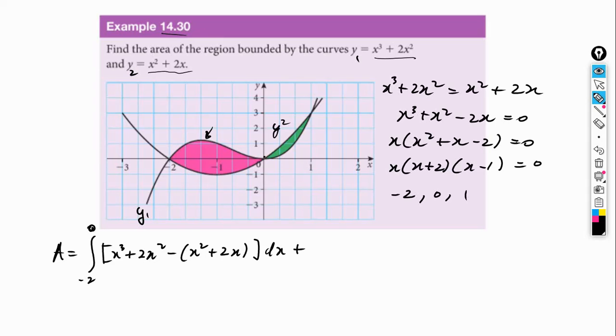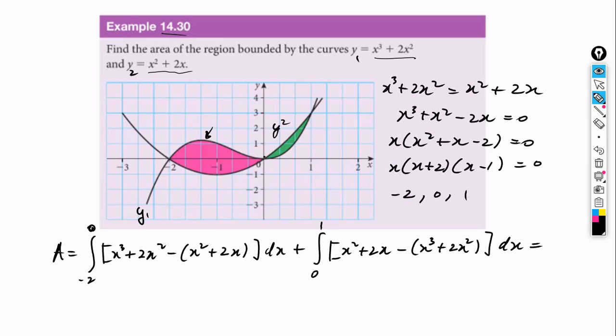But we said that from 0 to 1, which is the other interval, the situation switches around. So we have the quadratic over the cubic curve. So then we would have to say x squared plus 2x minus x cubed plus 2x squared dx. And then everything else is going to be pretty straightforward because all we have to do really is simplify this and do the math, right?